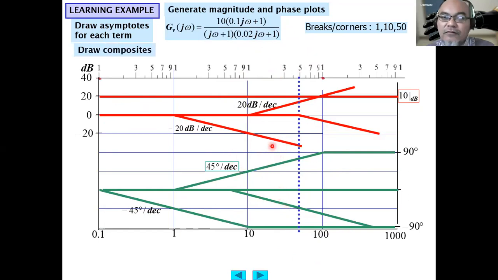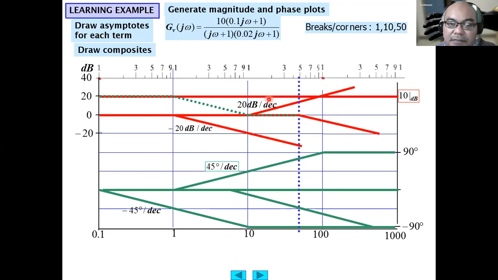So now the overall transfer characteristic will be the composite of all this drawing. So we draw here this 20. So this is the composite. Between 0 to 1 radian per second, the composite will be 20 decibel. Between 1 and 10 radian per second, the composite is 0 plus this plus this. So it decreases from 20 decibel to 0 decibel. From 10 until 50 radian per second is the composite of this plus this plus this plus this.